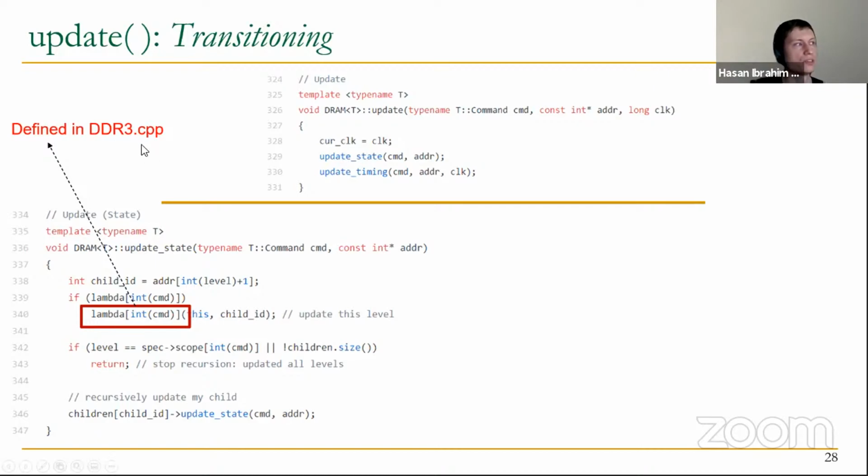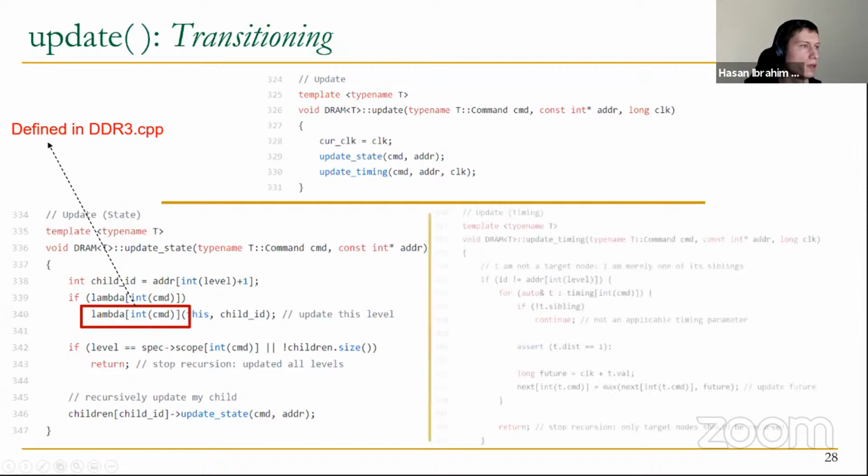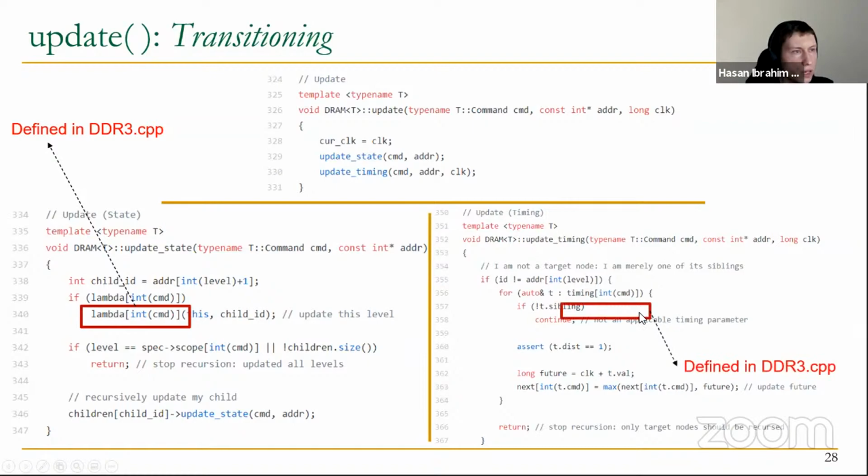Here the example is DDR3. The DDR3 standard must tell how to update the status of this level, and this is how we achieve easy extensibility of the simulator. A similar thing is true for the timing. This is not properly aligned, but it should be aligned to this timing part. Let me quickly fix it.